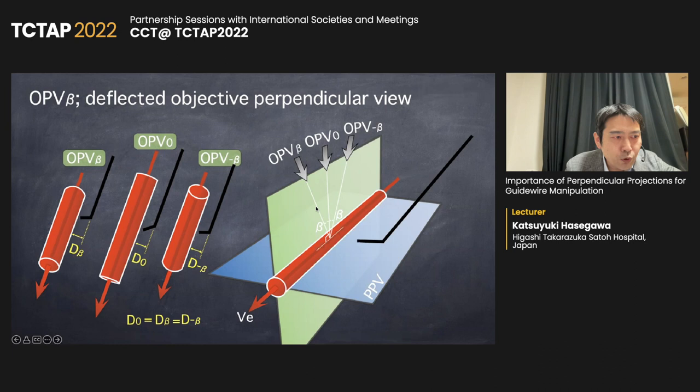What is important in this slide is that the absolute distance between guide wire and the target is maintained as long as these vectors are on the OPV. In this slide, D0 equals D beta equals D minus beta.